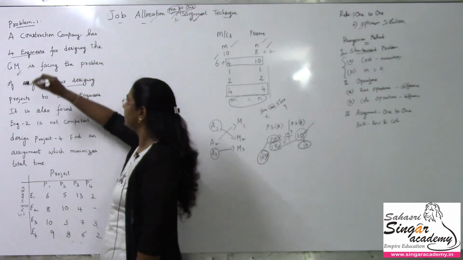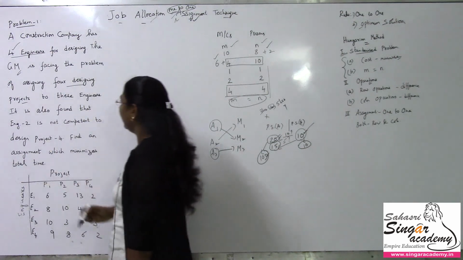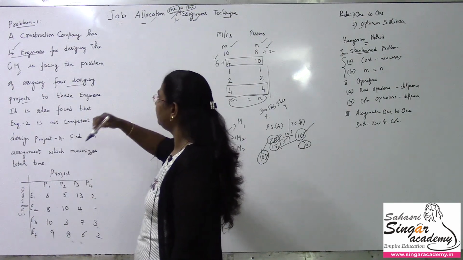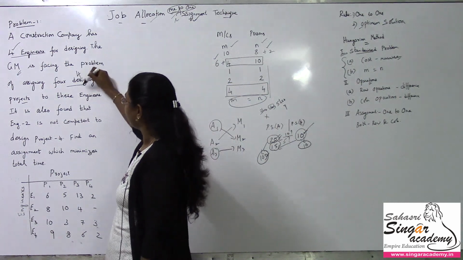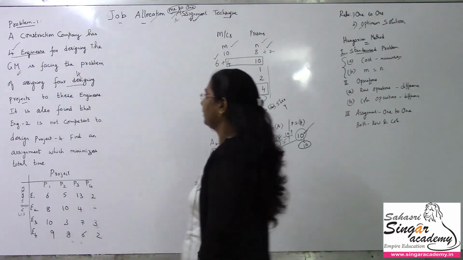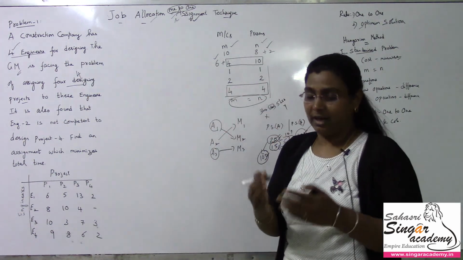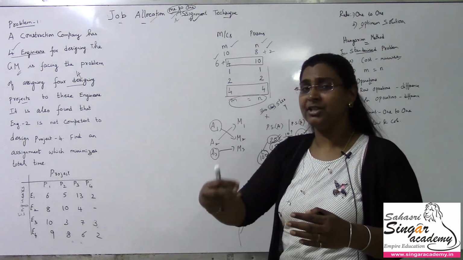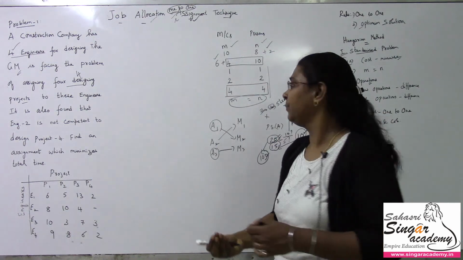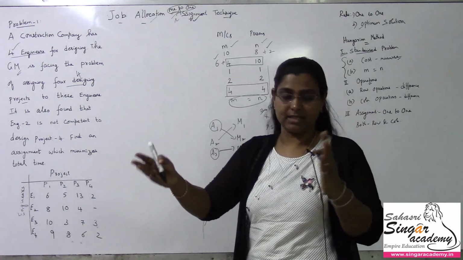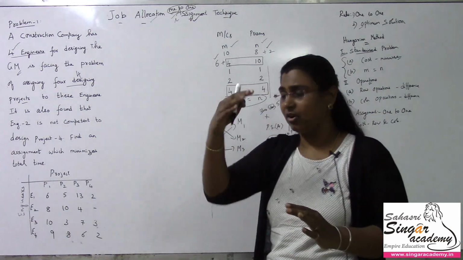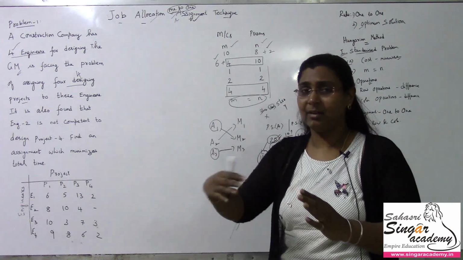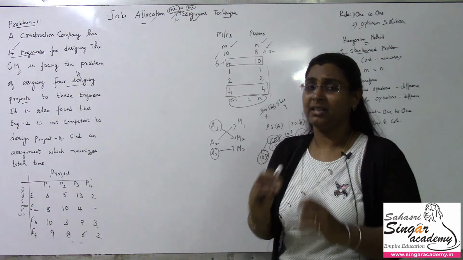How many engineers are there? 4 engineers. And the GM is facing a problem to allocate these 4 projects to these engineers. He doesn't know which engineer he can give which project. He cannot say first engineer first project, second engineer second. It's not all the same engineers and not all the same projects. So he cannot do it randomly. This is a practical situation.